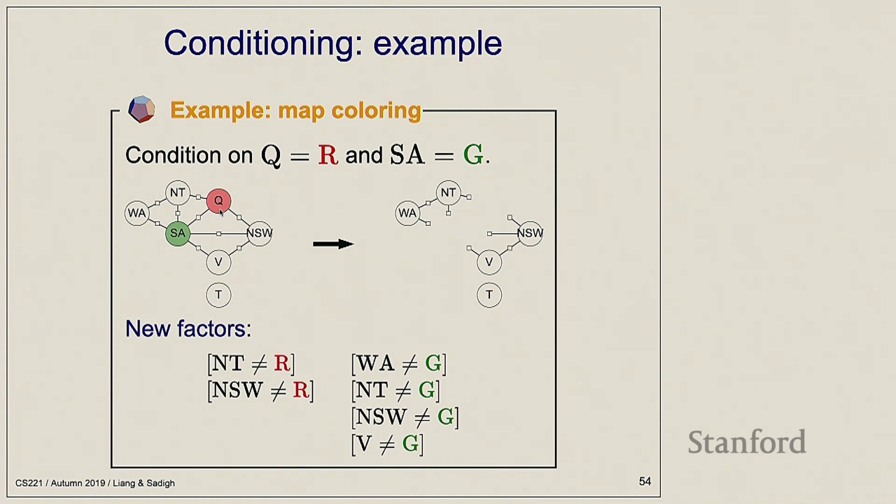How is this different from forward checking? In forward checking, what we were doing is propagating the decision forward to reduce the domain of existing factors. Whereas in this one, we're changing the structure of the graph itself, and we're literally removing variables and inserting new factors.